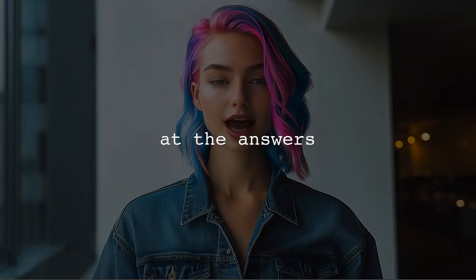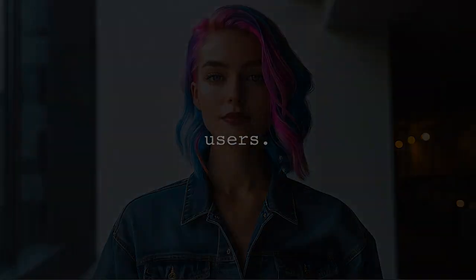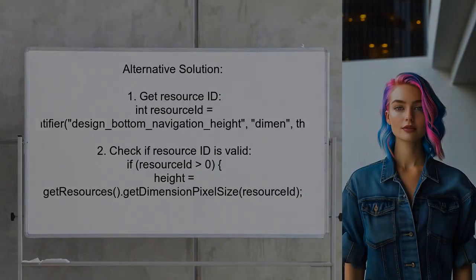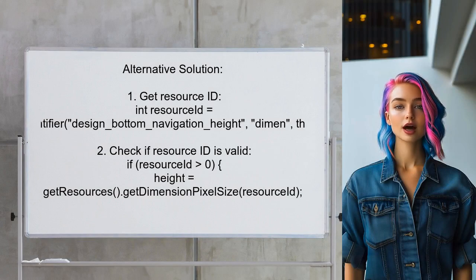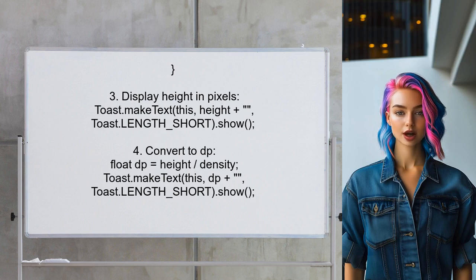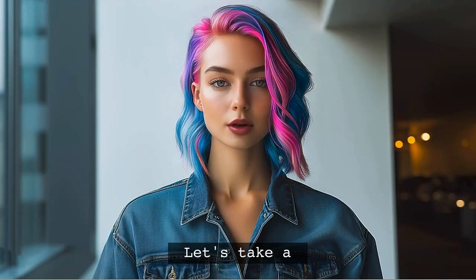Now let's look at the answers provided by other users. An alternative solution provided by another user involves retrieving the height of the bottom navigation view programmatically. They suggest using the getResources method to find the design_bottom_navigation_height resource. That's all on that answer. Let's take a look at another one.